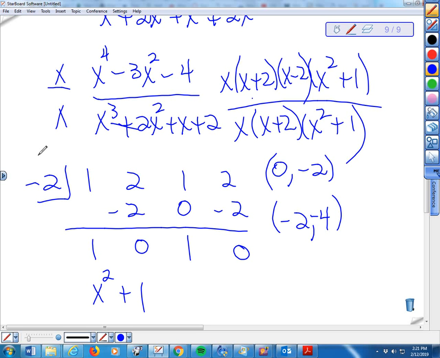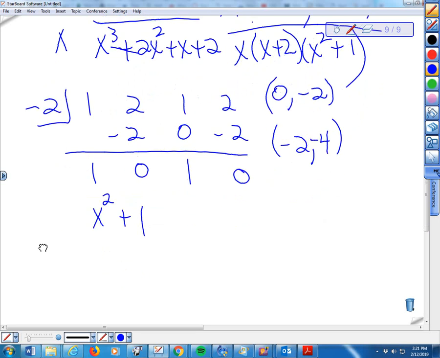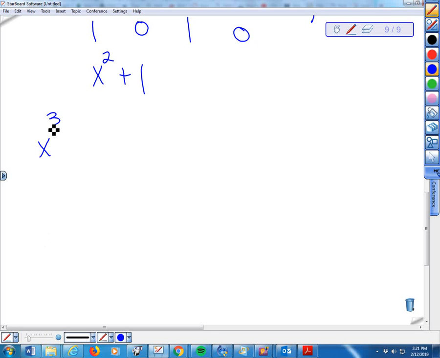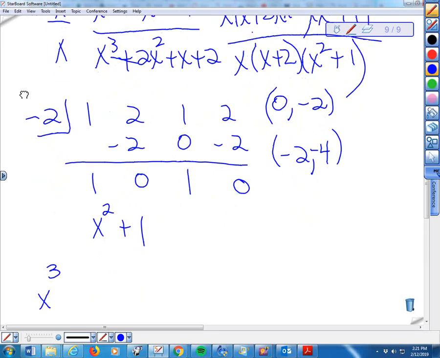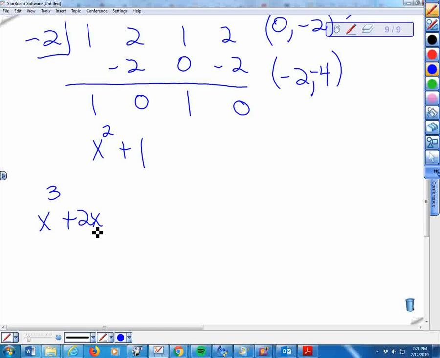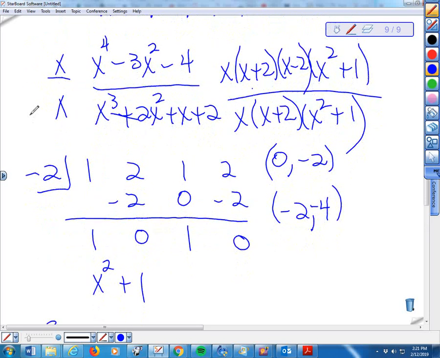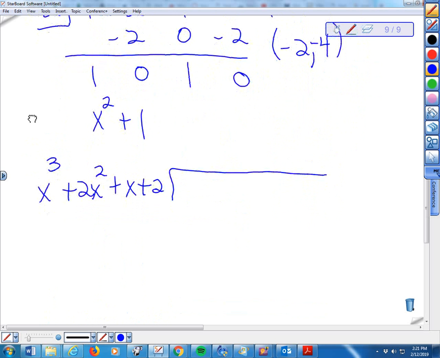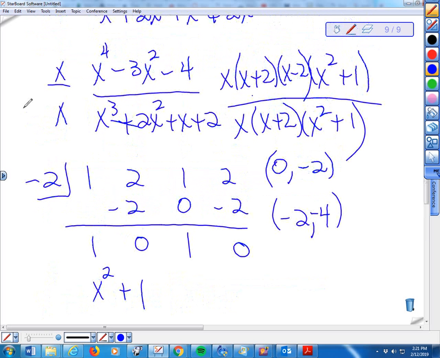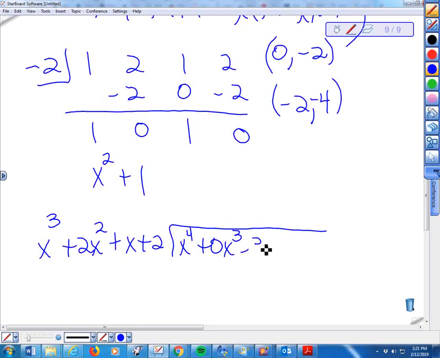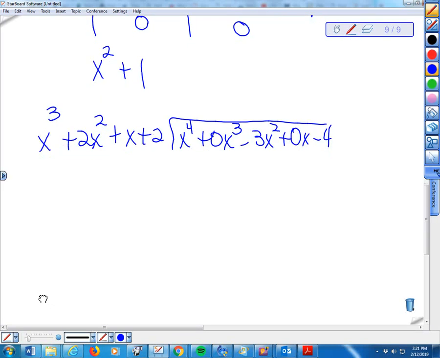Okay, more than likely when I do long division, it's going to be, well, let's just do it. I'm going to do it with factoring the x's out. x cubed plus 2x squared plus x plus 2 goes into x to the fourth plus 0x cubed minus 3x squared plus 0x minus 4. Placeholders. So x cubed times what is x to the fourth?